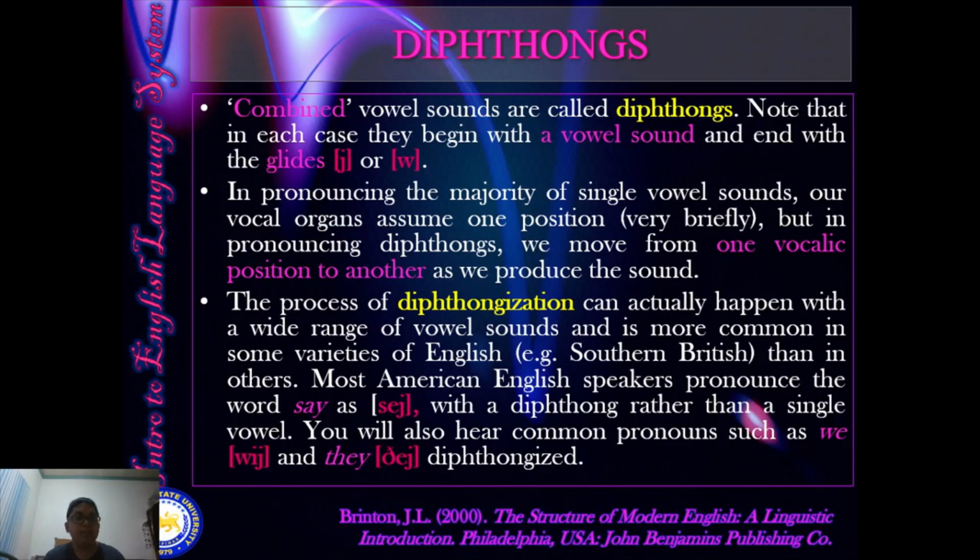Now, the process, class, of diphthongization can actually happen with a wide range of vowel sounds and is more common in some varieties of English. One example of this would be the Southern British than in others. Now, most American English speakers pronounce the word say with a diphthong rather than a single vowel. For others, they would say say. But for some, it can still be possible as say, as in emphasizing the diphthong.